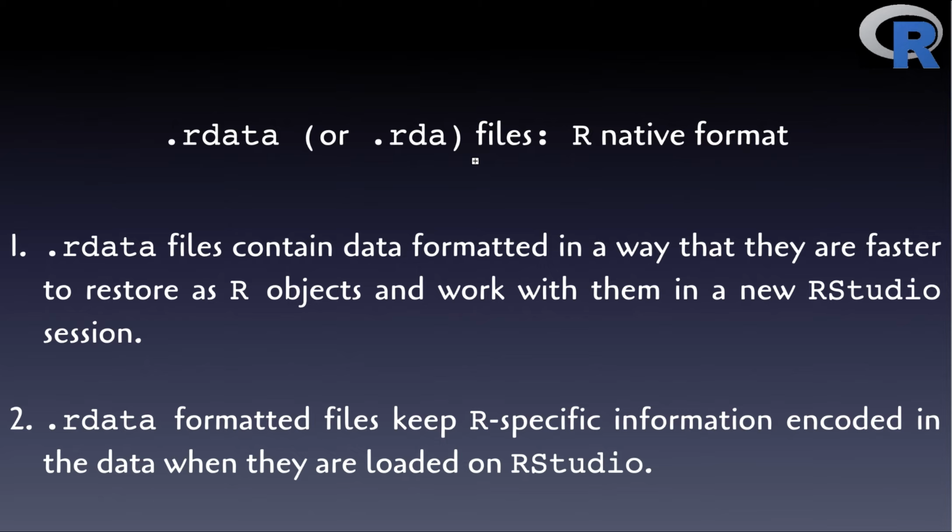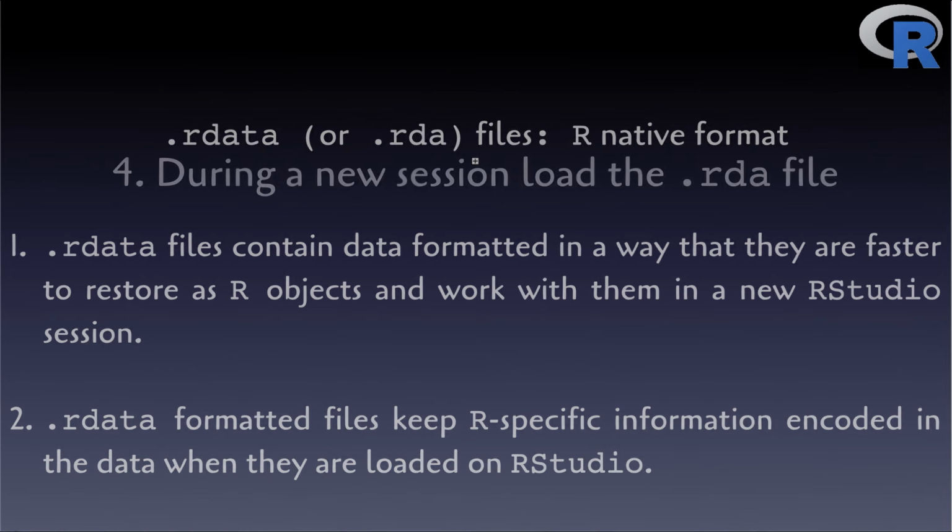Such an .rdata file contains R objects, such as factors or vectors, in a format native to R. Storing data in an R native format essentially means that it is faster to restore the data to R, and moreover, the restored objects keep R-specific information encoded in the data. For instance, the data type of the variables.